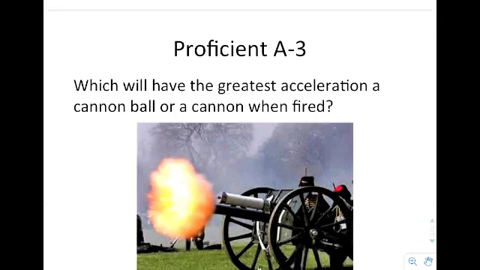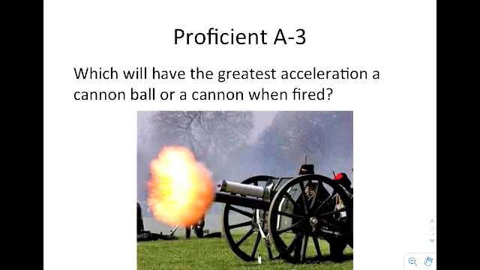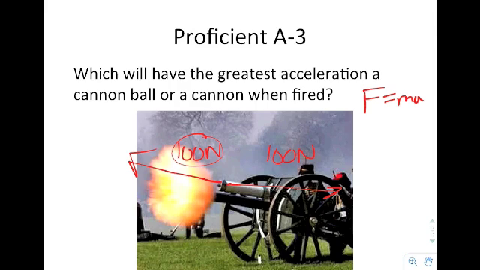up. Next it says, which will have the greatest acceleration, a cannonball or a cannon when fired? Now remember, there's going to be an equal and opposite force. So if you exert a 100 Newton force on the cannonball, there's going to be a 100 Newton force on the cannon. Now the reason why the cannonball has a greater acceleration is because you have to remember force equals mass times acceleration. Just because there are equal forces does not mean there's equal change in motion. Forces are the same, but the mass of the cannonball is much, much smaller than the mass of the cannon. So although the cannon does move backwards a little bit, it doesn't accelerate nearly to the degree that the cannonball does based on the fact that they have different masses.